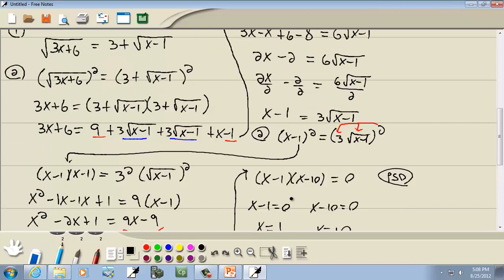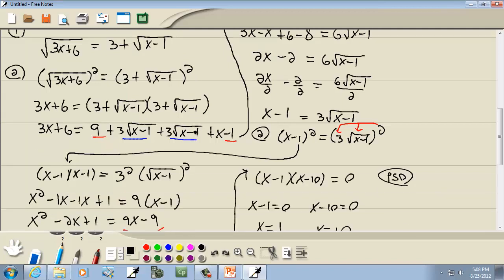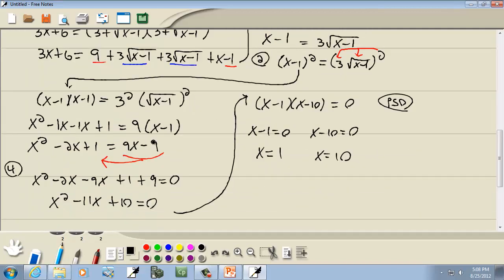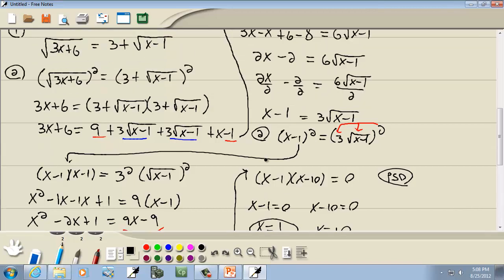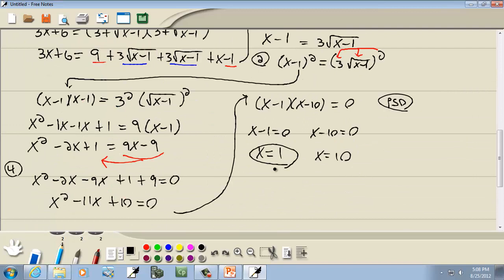Well, let's go up and check those. If I put 1 in here, 3 times 1 is 3, plus 6 is 9, square root of 9 is 3. If I put 1 in here, 1 minus 1 is 0, square root of 0 is 0, 3 minus 0 does give you 0. So that one checks. Let's check the x equals 10. If I put 10 up here, 3 times 10 is 30, plus 6 is 36, square root of 36 is 6. So this is 6. 10 minus 1 is 9, square root of 9 is 3. 6 minus 3 does give you 3. So that one checks also.